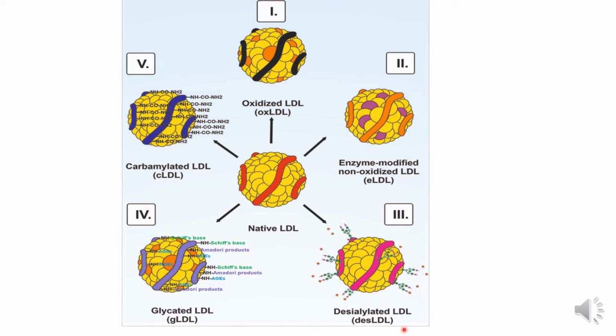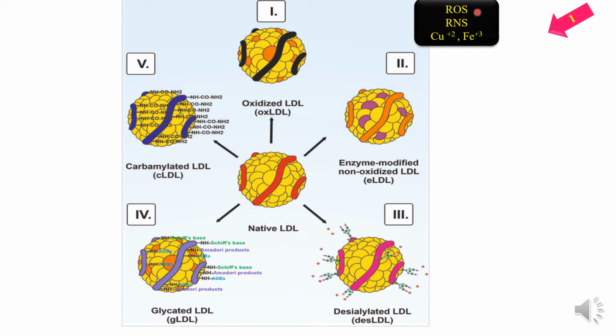Now these are different species of modified LDL which are produced from native LDL. When a native LDL undergoes certain reactions in the body, that LDL is modified and it is known as a modified LDL. So let us look at those different modified LDLs. So this is the oxidized LDL, which is the first species. It is oxidized by reactive oxygen species, reactive nitrogen species, cupric and ferric ions. Any one of these agents can oxidize the native LDL to form oxidized LDL.